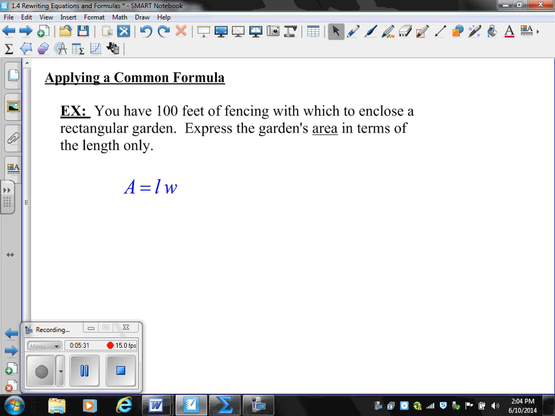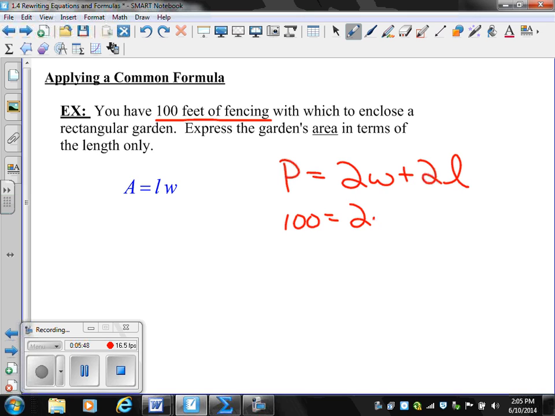So let's look at the information that I'm giving you here. We have 100 feet of fencing. Well, that's the perimeter. So the perimeter, which we know is twice the width plus twice the length, that's 100, right? Okay. But that's not really the question.